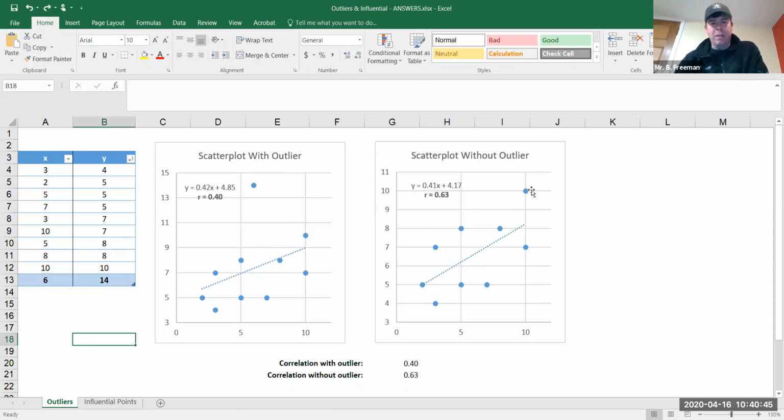What you have as a moderate relationship looks like a less strong relationship over here, but really it's just because that one value is messing it up. So I hope that's straightforward.